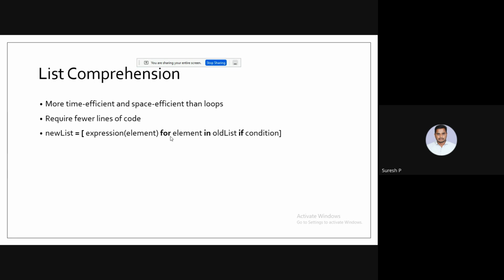Okay. So here, this is the syntax of using the list comprehension. Here you can create a new list equal to that expression element we have to specify. Then for that iterative element, we can have in the old list name. If you want to specify the if condition, you can have it. That if condition is optional. Specifying the if condition is possible, and without the if condition is also possible.